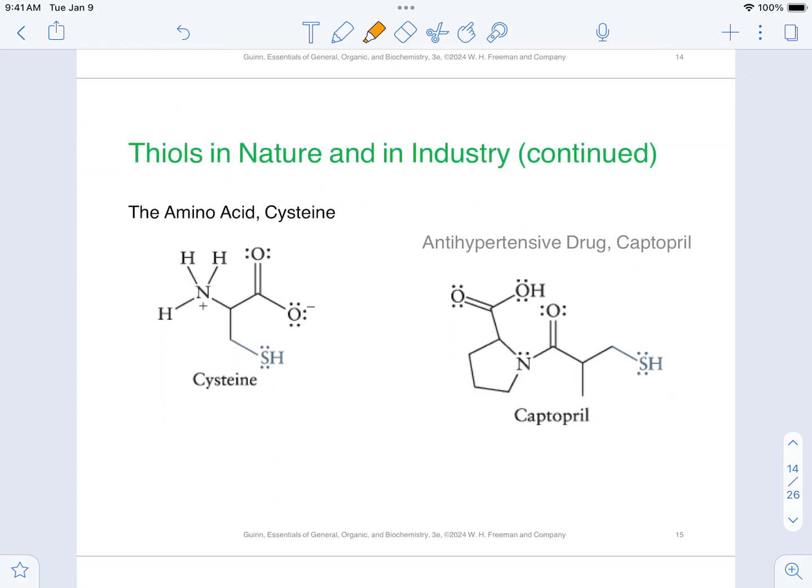And here are some structures for them. Here's your SH bonded to a carbon. SH bonded to a carbon.